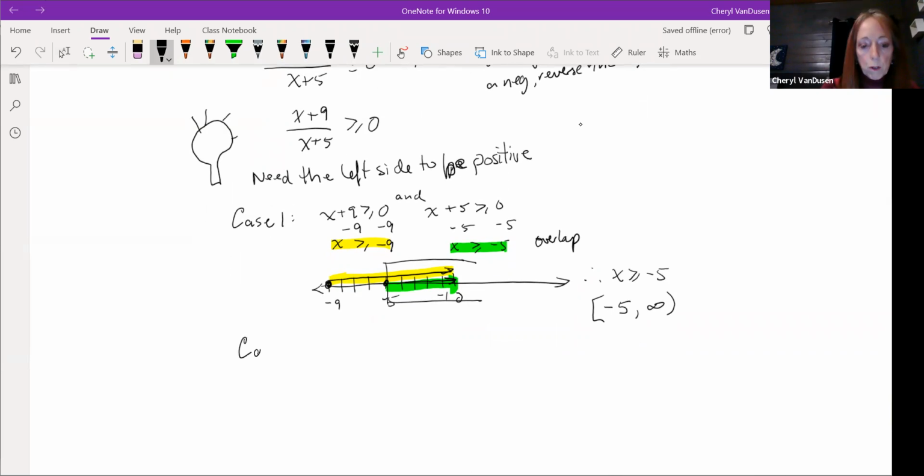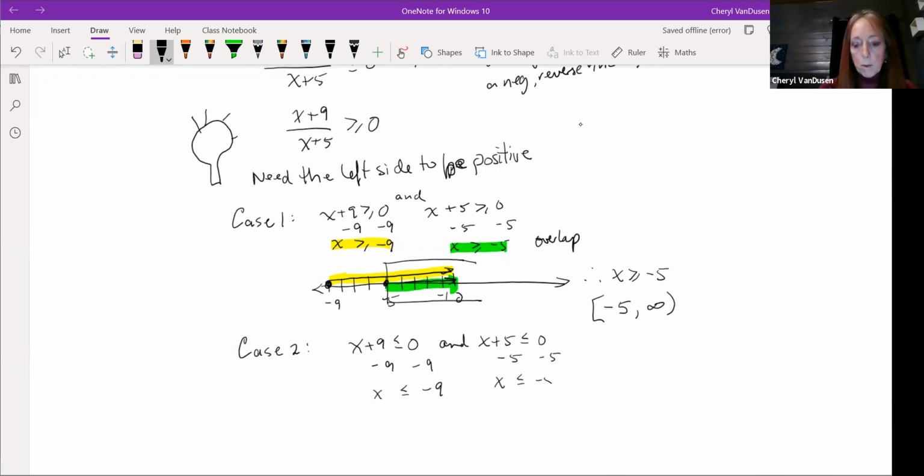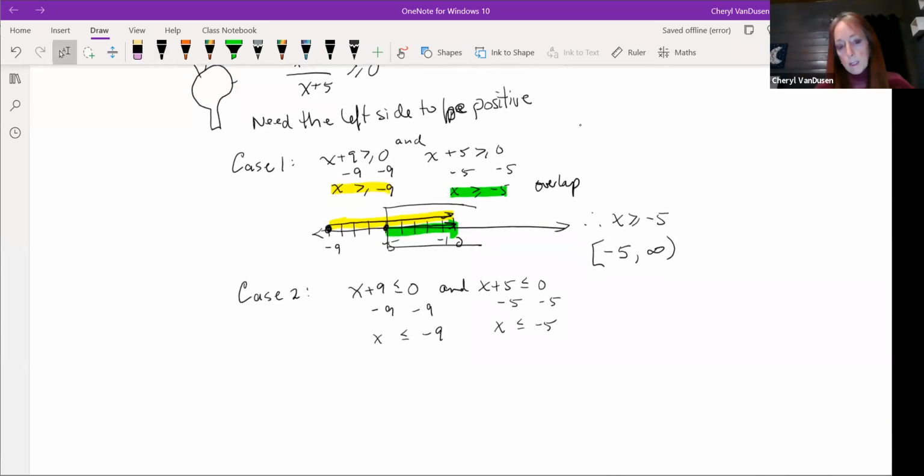Case 2 for us is when x plus 9 is going to be less than or equal to 0, and x plus 5 is going to be less than or equal to 0. Both of them are going to be negative. So we're going to subtract 9 from both sides again. Get x is less than or equal to -9. Subtract 5 from both sides, x is less than or equal to -5. So again, we have to find out where the overlap is in these.